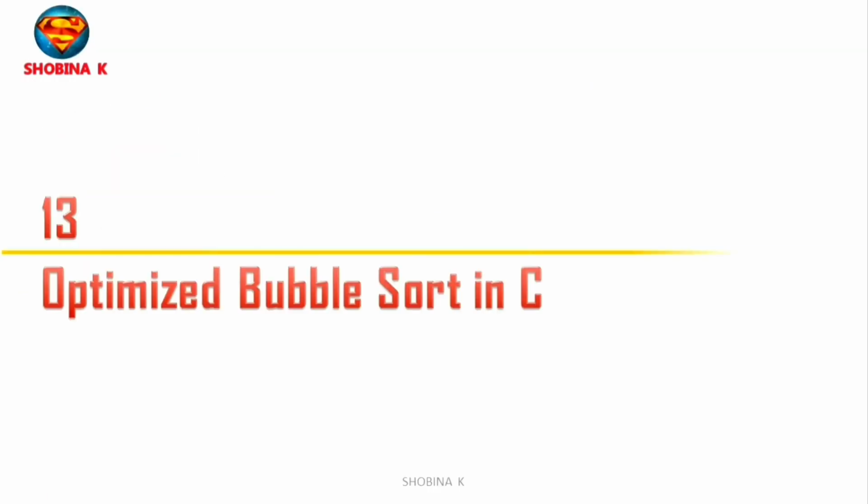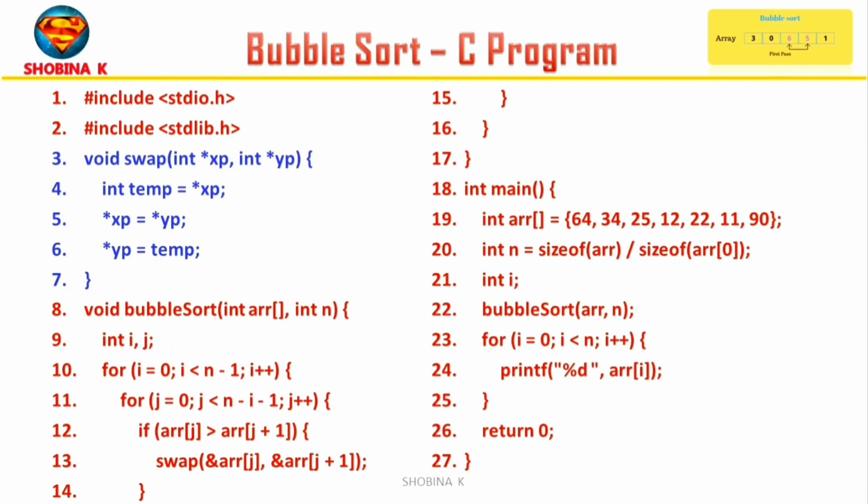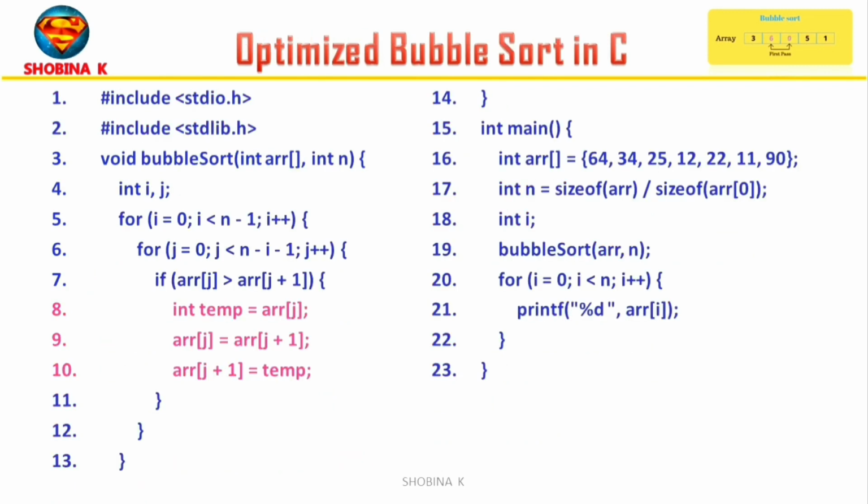Okay, now let's see the optimized bubble sort in C program. In this optimized code, we don't use a function called swap. Instead, we use a series of assignment statements to exchange the values of two variables. This line includes the stdio.h header file, which contains the functions for input and output. And next line includes the stdlib.h header file, which contains the functions for memory allocation and other general purpose functions.